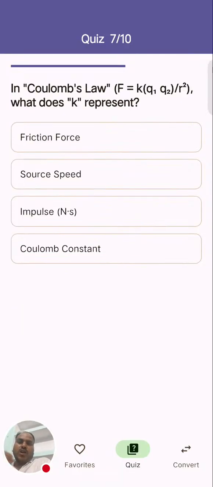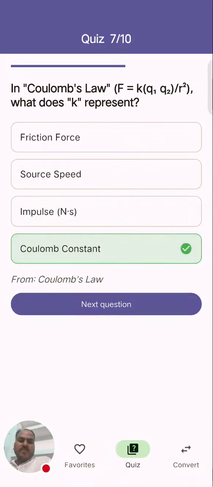Now, Coulomb's law, F equal to K Q1 into Q2 upon R square. So what does K represent? K represents the Coulomb constant. This is the Coulomb's formula: F equal to K into Q1 into Q2 upon R square.